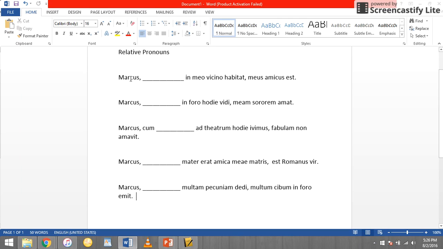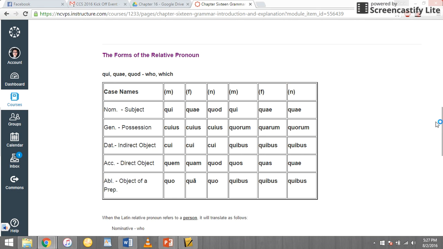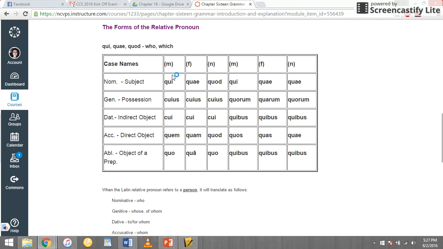So in this case, it's Marcus. Marcus is singular and masculine. That's gender and number. So we're going to find a singular masculine pronoun. If we look at the chart again, singular masculine goes only to this list right here. It narrows down. It cuts out everything else, because Marcus is singular masculine. Now we have to figure out which one of these singular masculine ones goes in the blank.